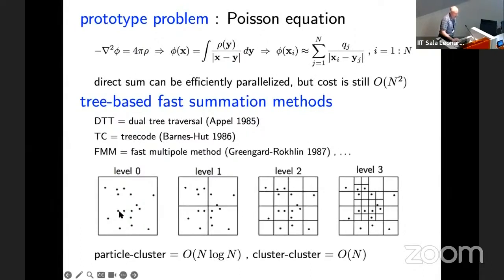This is an illustration of what a tree looks like with particles. A particle can interact with a cluster of particles. So a target particle can interact with a cluster of source particles. You get an N log N, that's a tree code. If you go to cluster and cluster, so clusters of target particles interacting with clusters of source particles, that's a fast multipole method. It gets down to order N. The question, though, is which will run well on GPUs?